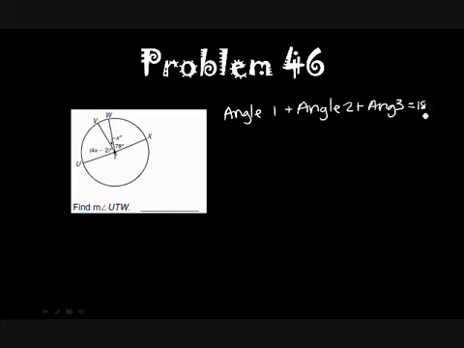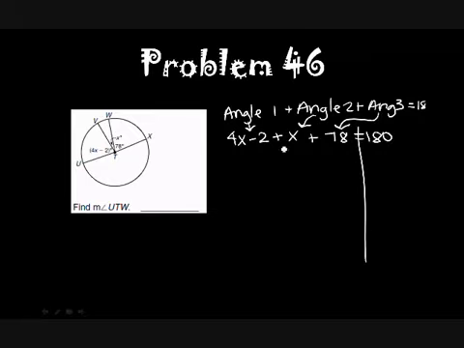That's an 8. It doesn't fit there. So angle 1 is this 4x minus 2. Angle 2 is going to be that little sliver of the x there. And then angle 3 is that 78 degrees. And those all have to add up to 180. So we'll go ahead and just start solving this out.